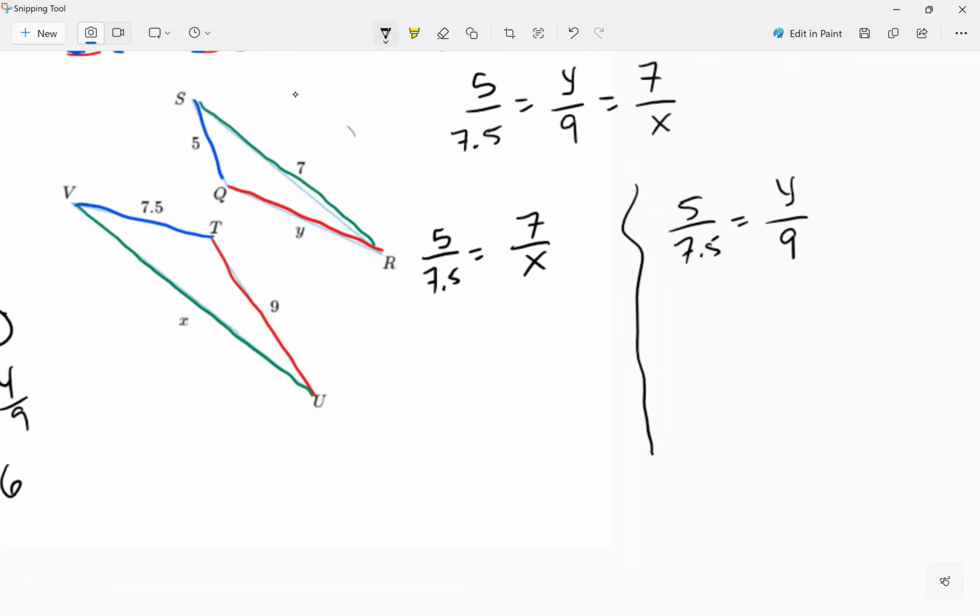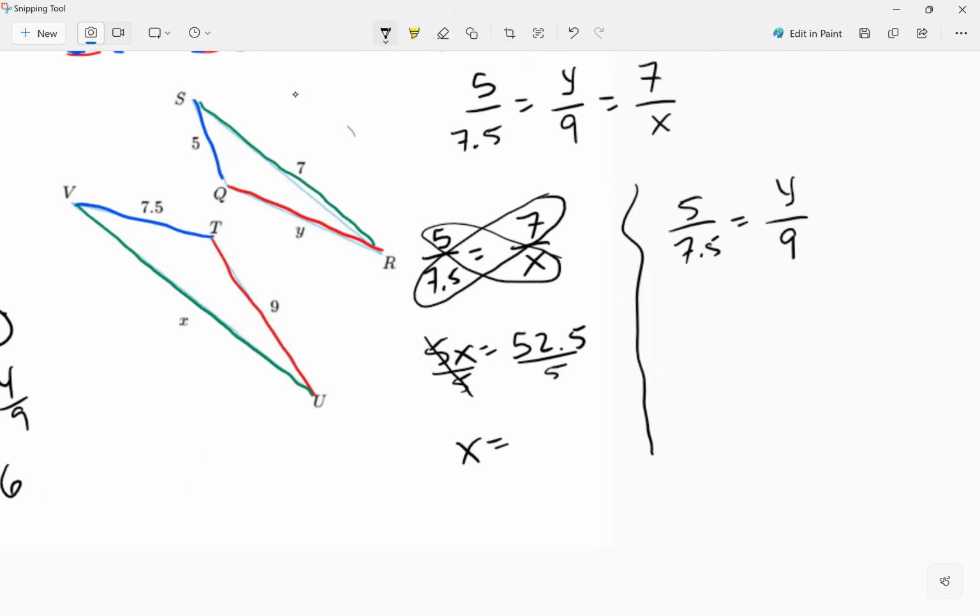And then I'm just going to cross multiply. 5 times x is equal to 5x. 7 times 7.5 gives me 52.5. Decimals are numbers as well, so we're not afraid of them. So 5 times x is equal to 52.5. To get the x by itself, let me divide both sides by 5. 52.5 divided by 5 is 10.5. So x equals 10.5. Good.